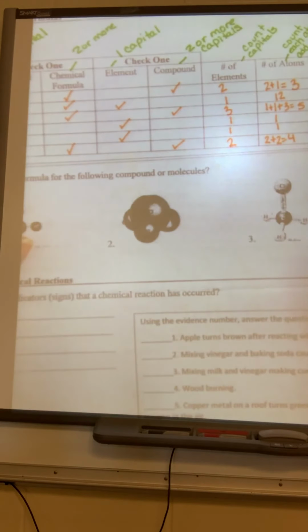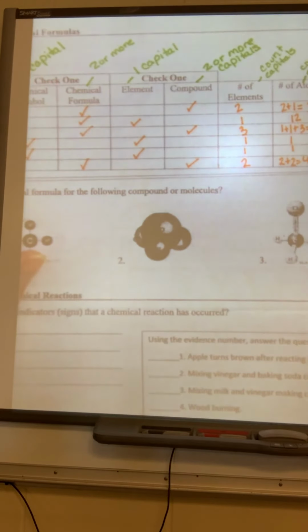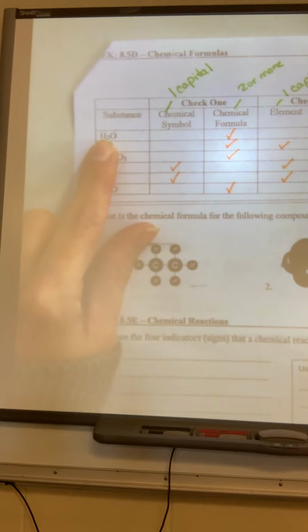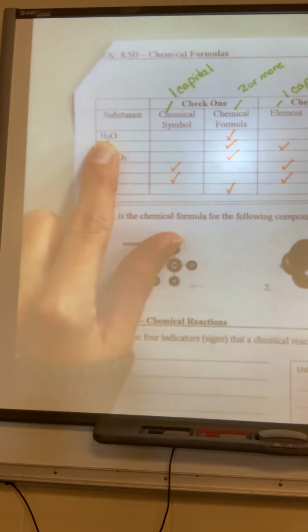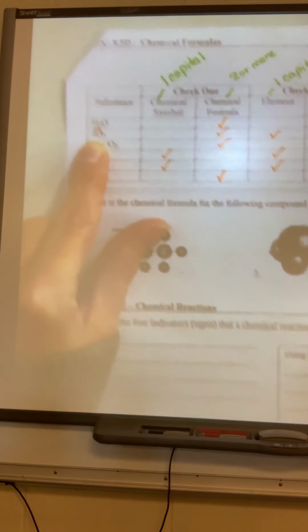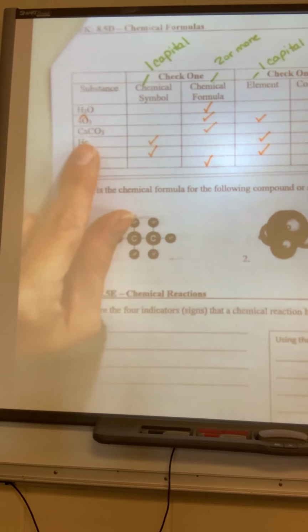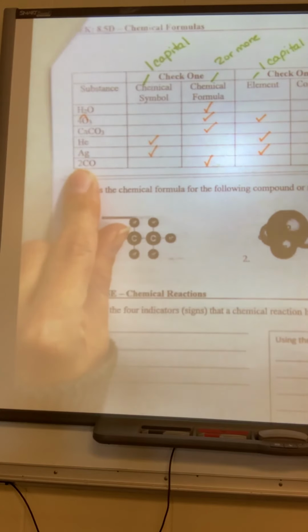All right. Now for molecules, I'm looking at the number in front. What if there isn't a number? It's just automatically 1. So on my first one, how many molecules do I have? 1. Go to my next one. How many do I have? 4. 4 molecules of them. Good. Next one? 1. He, 1. Ag, 1. And the last one, 2. Good.